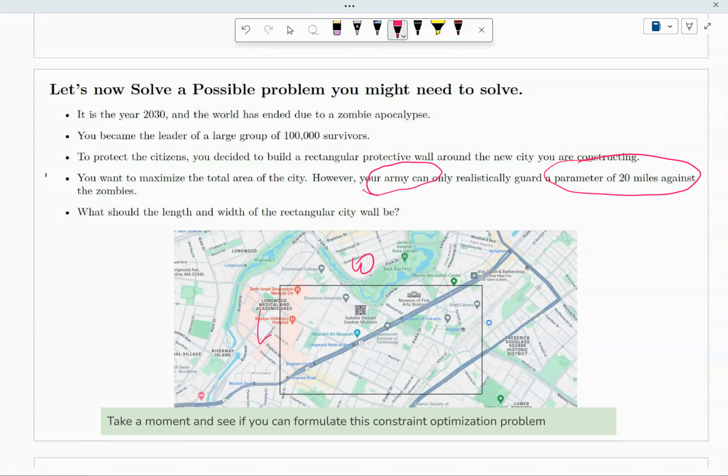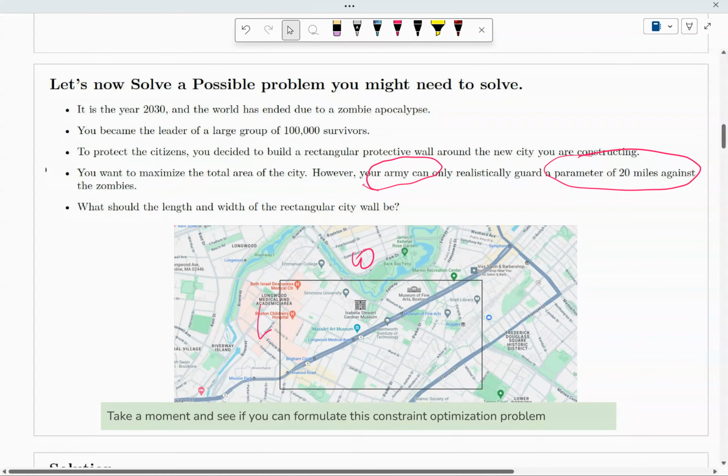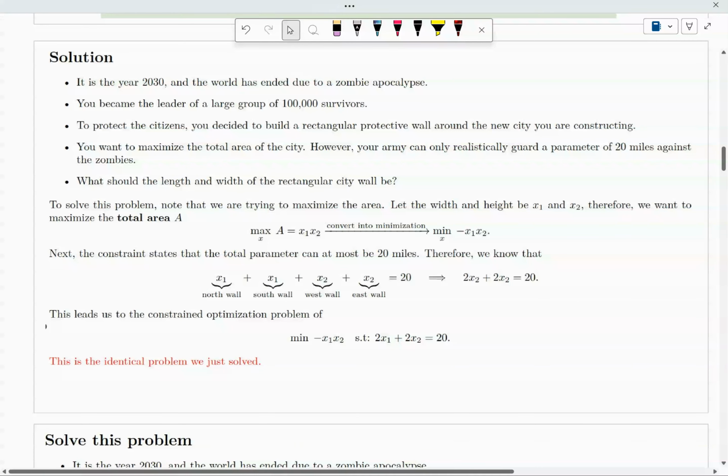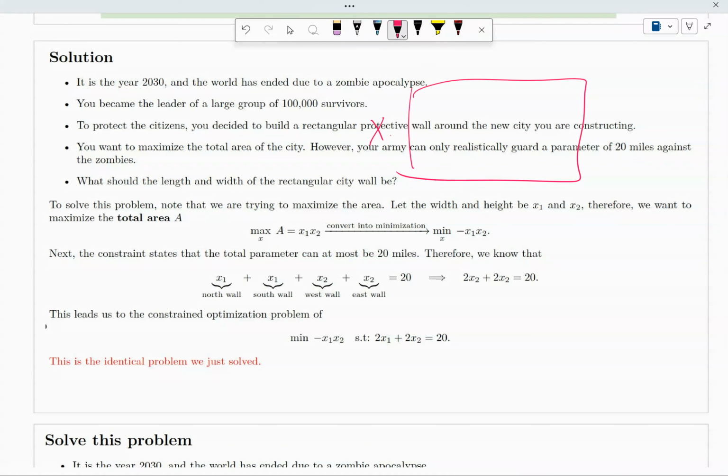Okay, all right, pause the video, just think about it for a second. Okay, we're going to move on. So, we know that we're going to let x1 and x2 be essentially the length and the width of the city, right? So essentially the area would be length times width, right? So the goal here is to maximize the area. So if you want to maximize the area, it's equivalent to minimize the negative area.